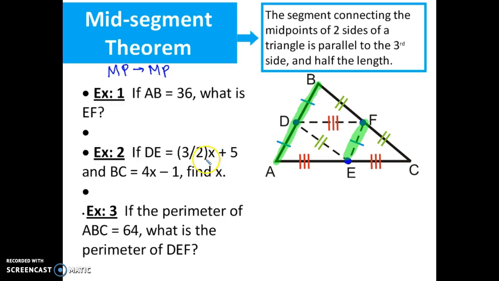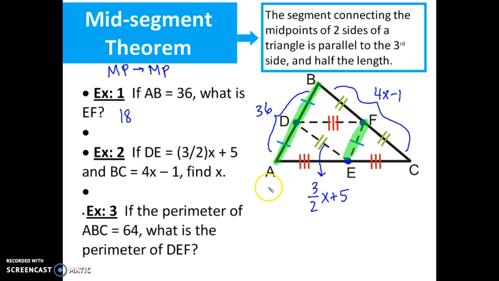The types of problems we'll see with midsegments: it'll say if AB is 36, so if this whole side here is 36, I want to know how long EF is. Well, EF is a midsegment, so it's parallel to AB and half as long, so EF is 18. Or if DE, this midsegment here, is 3/2 x plus 5, and BC, this whole side here, is 4x minus 1, I want to know what x is.